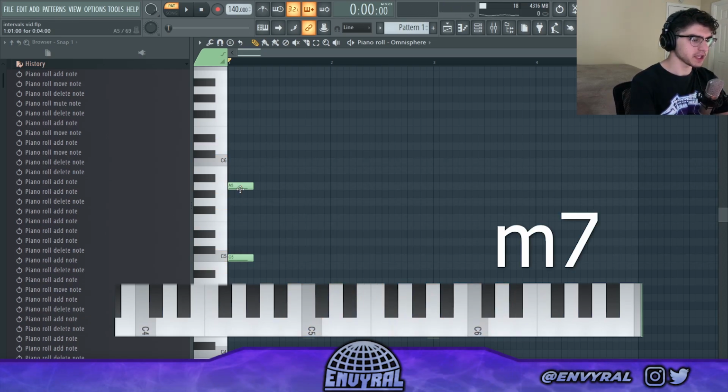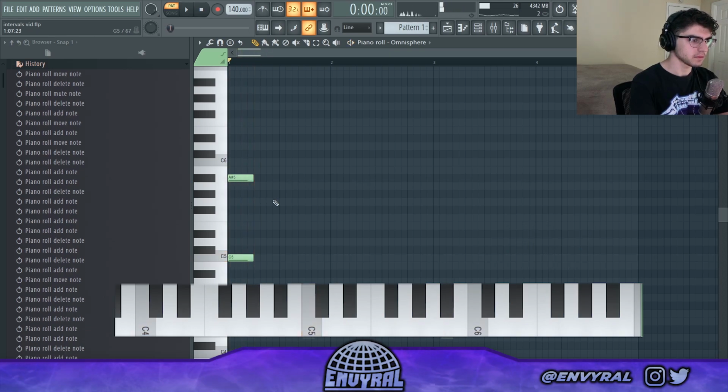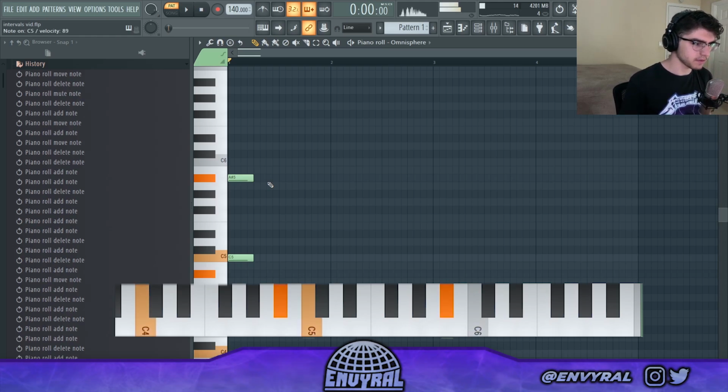Next we have the minor seventh. And this is probably one of the most unstable intervals also, because it's really dissonant.